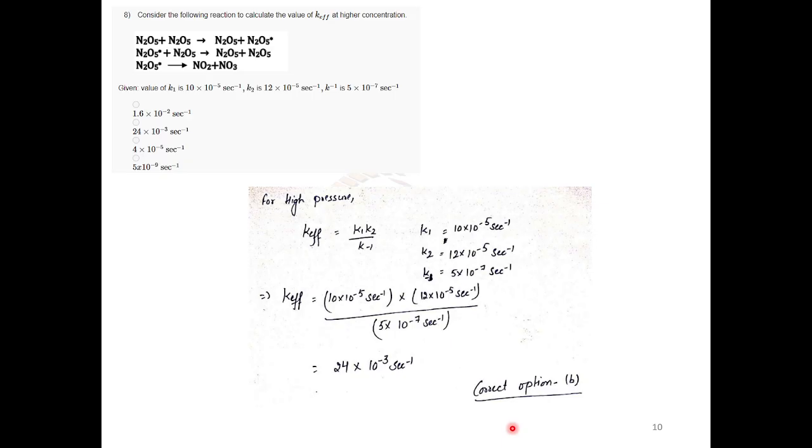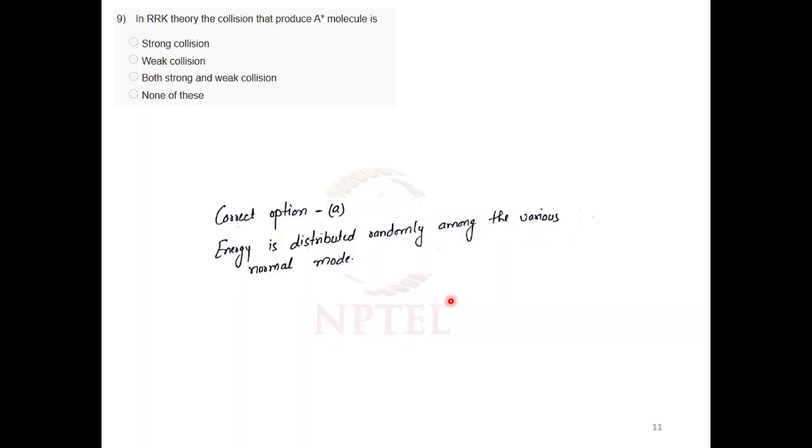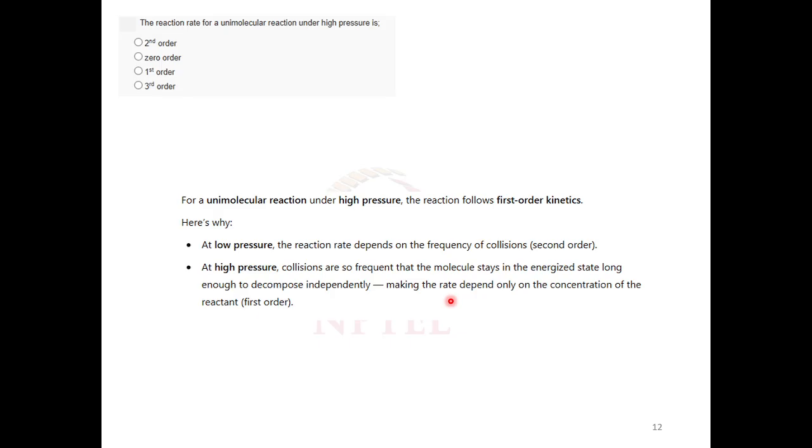Now you need to find out another question, where they have talked about finding out the value of this, like this is a strong collision RRK theory, this is a strong collision. So now you need to find out this reaction rate for any molecular reaction under high pressure. So this is the second order, first order, first order, third order reactions. So in these reactions, you need to find out for the unimolecular reactions, what is the rate of the reactions.